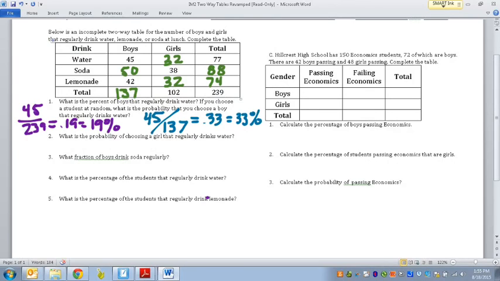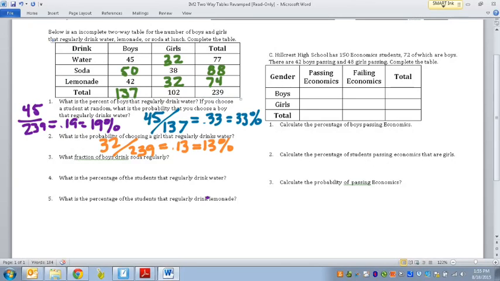All right, let's continue. Number 2 says, what's the probability of choosing a girl that regularly drinks water. Again, it's not saying of the girls. It just says choosing a girl. So we start with the total, 239. And we divide by who drinks water. There are 32 girls out of the 239 that drink water. So 32 divided by 239 gives me 0.133, or 0.13, which is 13%. So there's a 13% chance that we'll get a girl who drinks water.